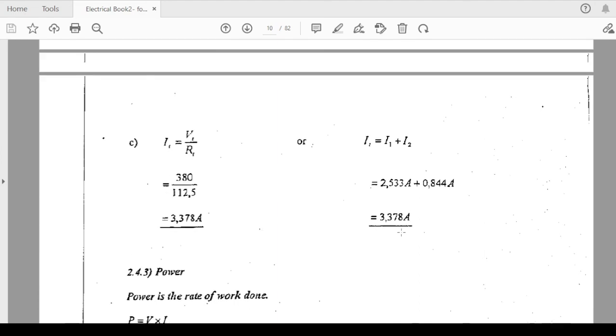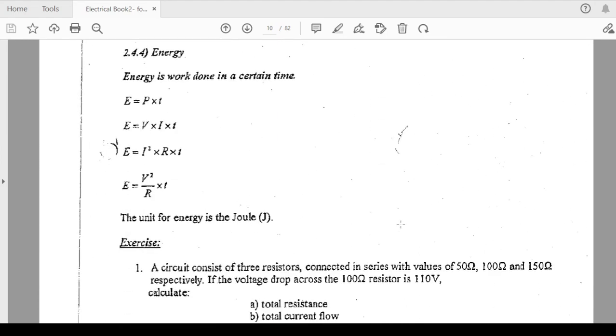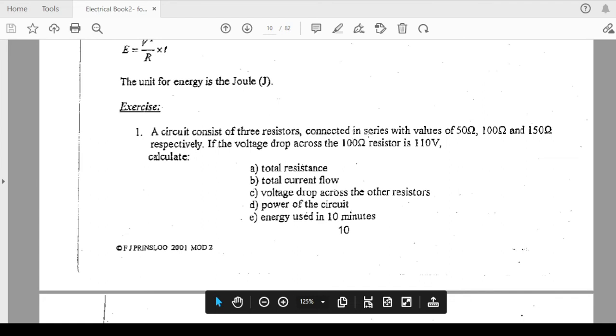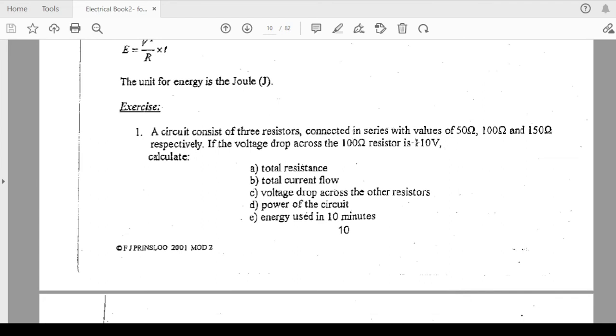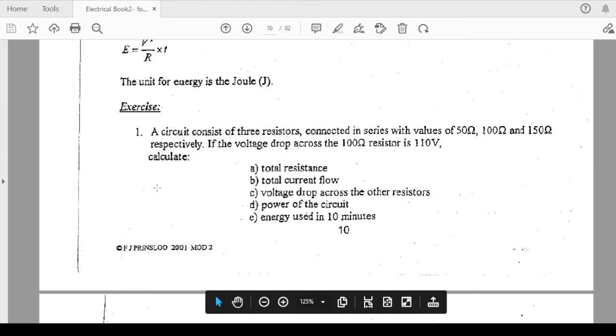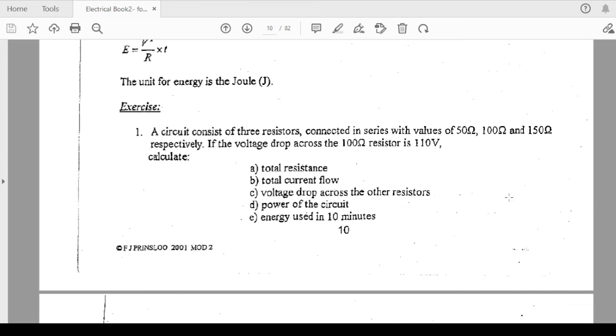Okay. This question is a series question. You heard they're saying there are 3 in series, with values 50, 100 and 150. But this one has a voltage drop, so already this has enough information. Only one is missing. I can't use 50 because I don't have current or voltage in 50. I can't use 150, there is no current and no voltage in 150. I can't also use total voltage because there is no total voltage given here. If they gave a total voltage, I was going to just work with total voltage and total resistance, then I get total current.